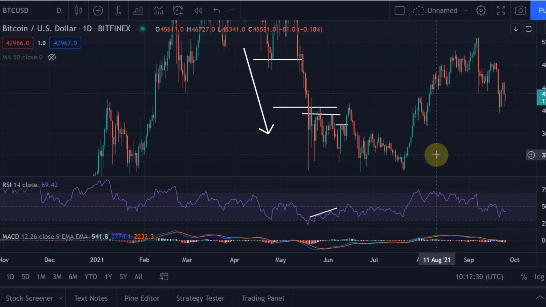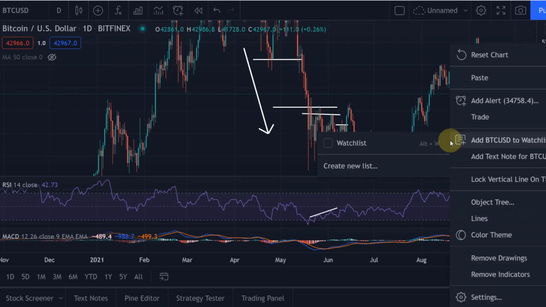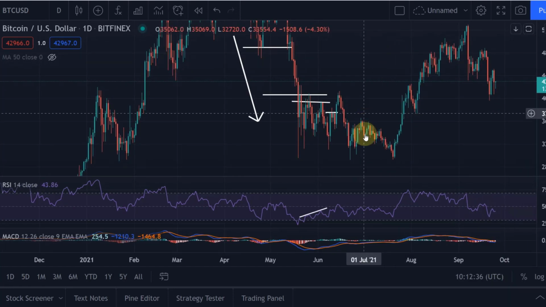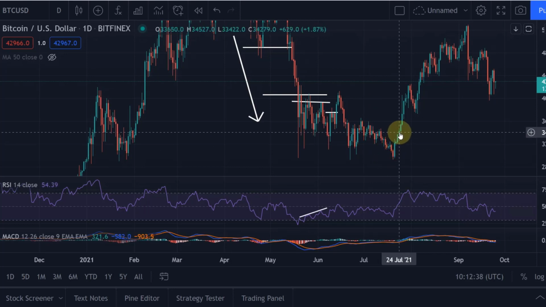But it all depends on how long you actually want to stay in the trade, because the thing is, you can get in very early, and the earlier the better. But the earlier you get in, the higher the risk.